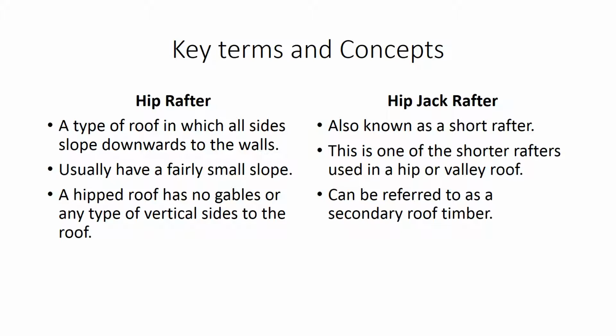A hip jack rafter is also known as a short rafter. This is one of the shorter rafters used in a hip or valley roof. This can also be referred to as a secondary roof timber.